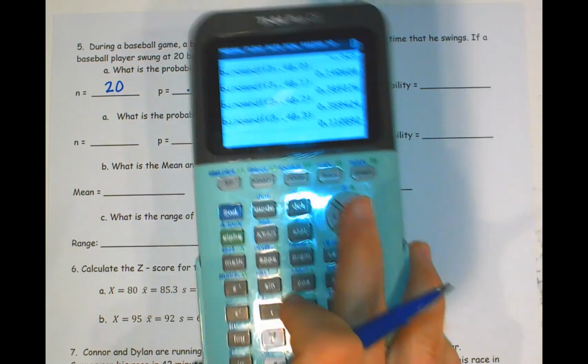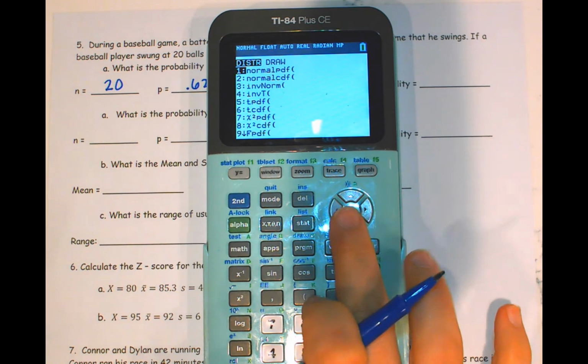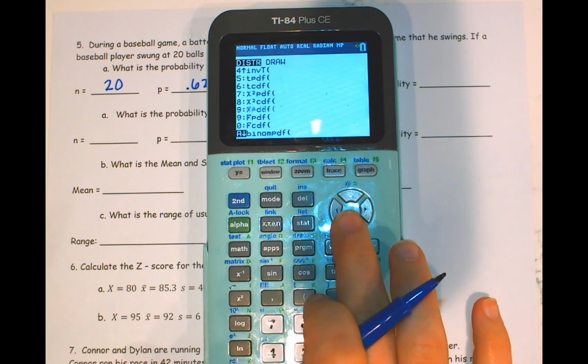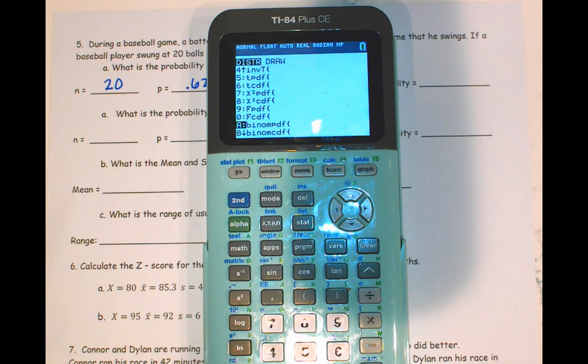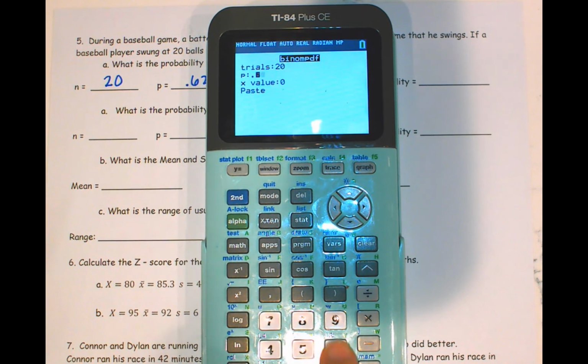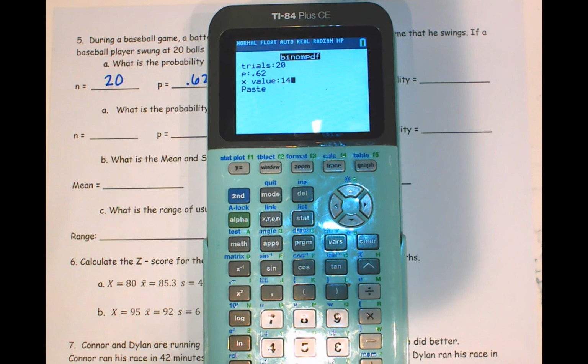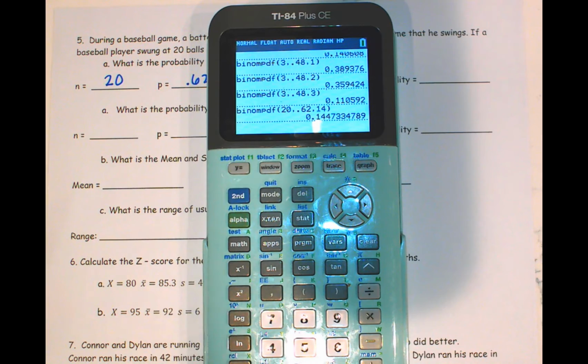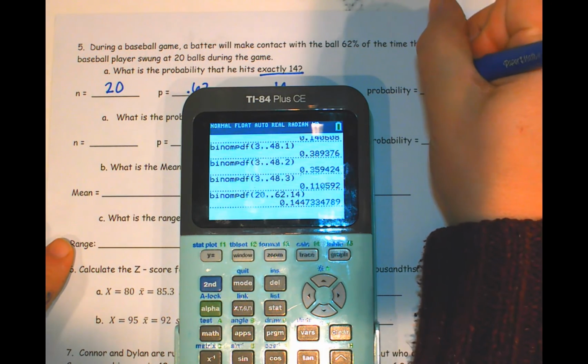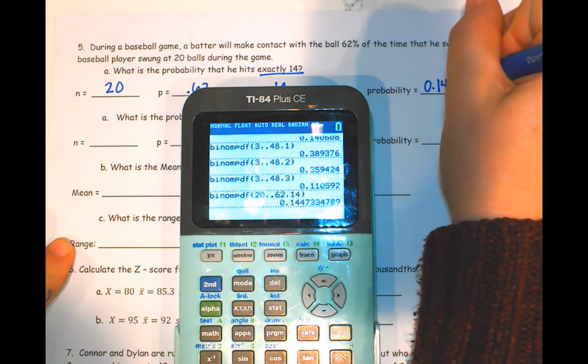So I'm going to go over here, second vars, back down to my binom PDF. So my n value, my number of trials, was 20. My probability is 0.62, and my x value is 14. So I get that the probability is 0.1447.